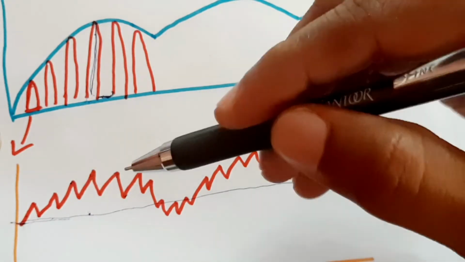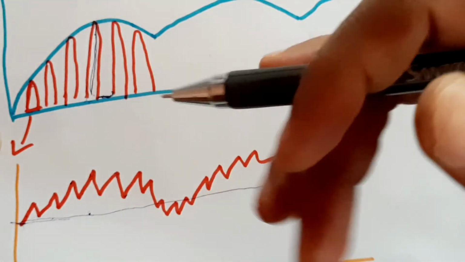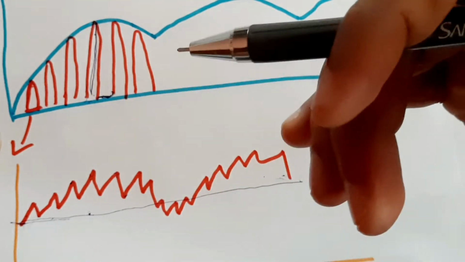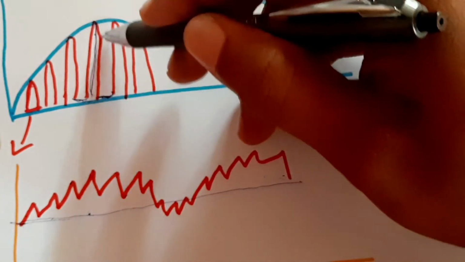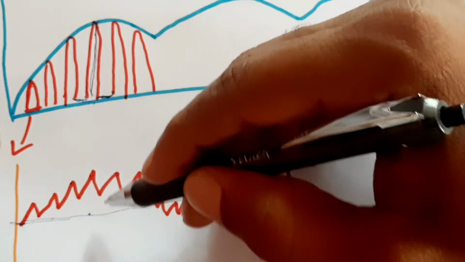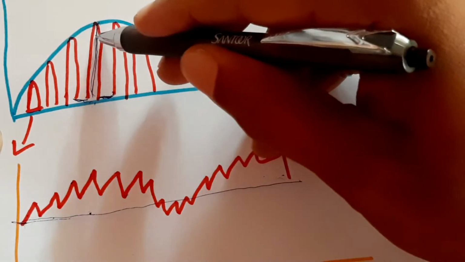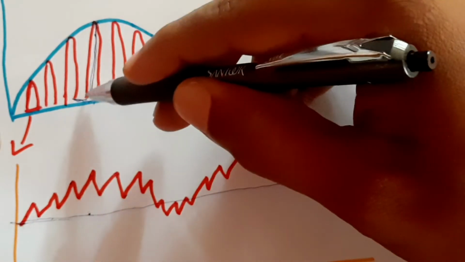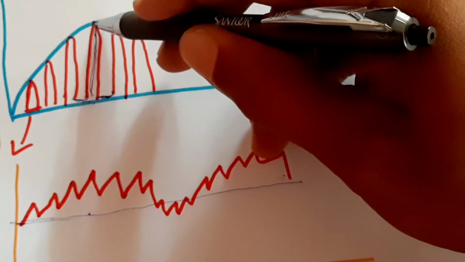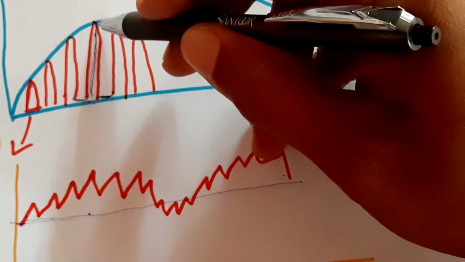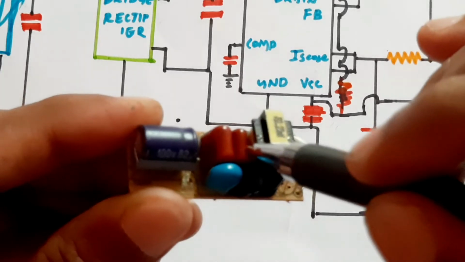So that means the capacitor has the ability to provide this much current in a short time. If we use electrolytic capacitors here, that means it has a high inductance. That means it will not be able to give a sudden change of current like this. So we are not using this type of capacitor.